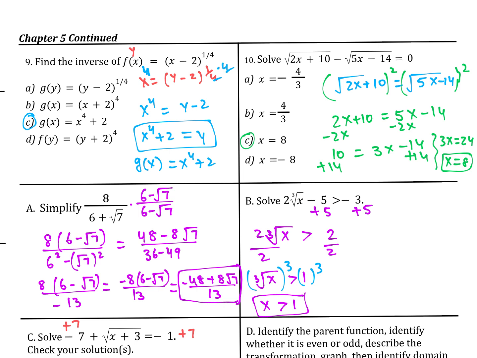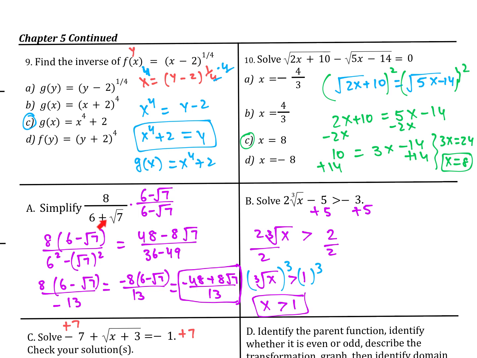Next is rationalizing the denominator. So take the conjugate of 6 plus square root 7. So change the inside sign to negative, and that becomes the conjugate. Multiply it top and bottom. 8 times 6 minus square root 7.